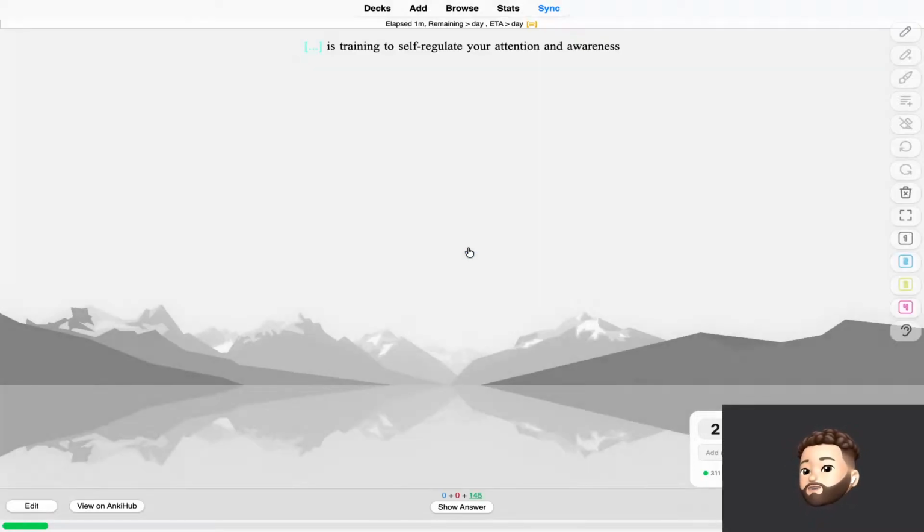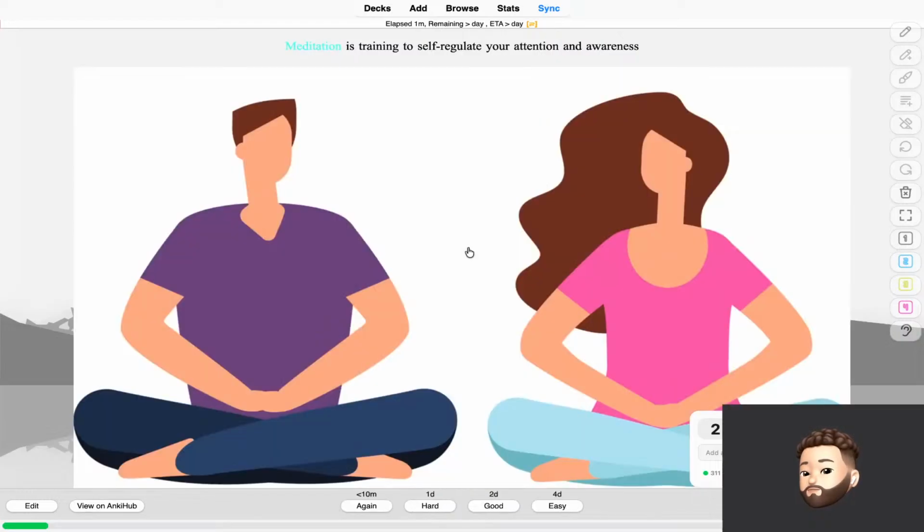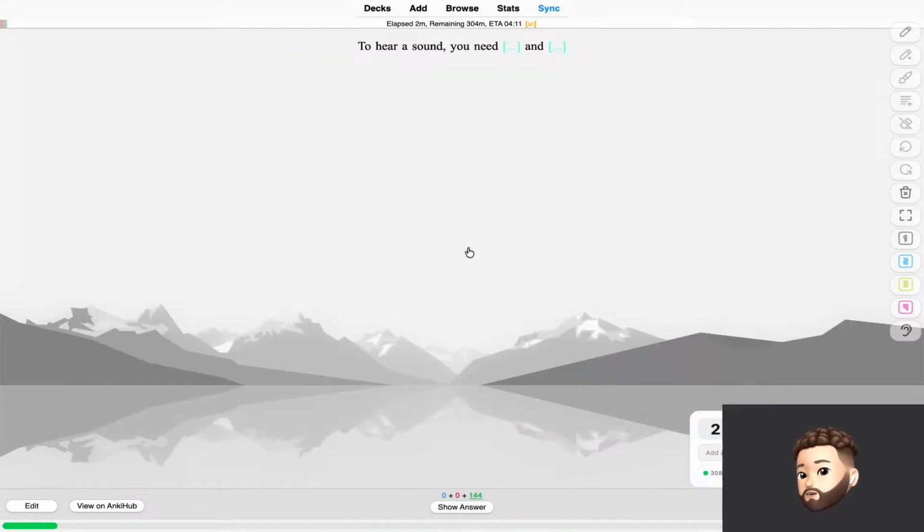It's training to regulate your self attention, meditation. Okay, that's more normal. With the other FSRS settings, this would have been like 2 months. I don't know why it said 2 months. Okay, I guess maybe I didn't know it that well, to be honest. But I wouldn't give myself that much rest time. To hear sound, you need pressurized sound waves and hair cells.